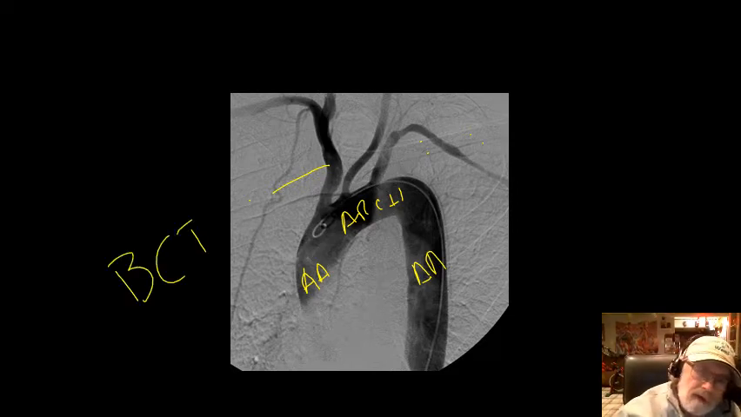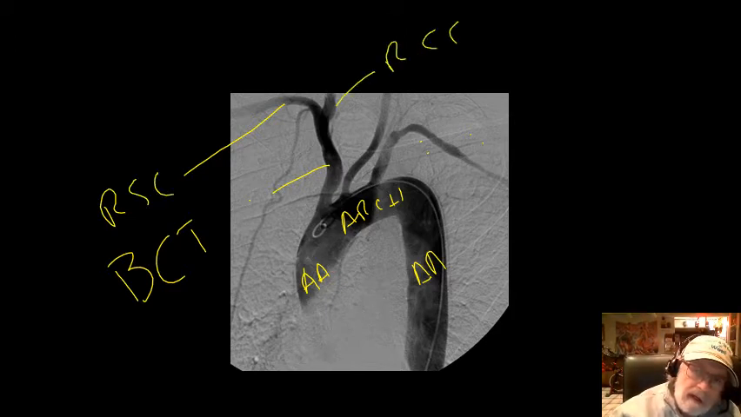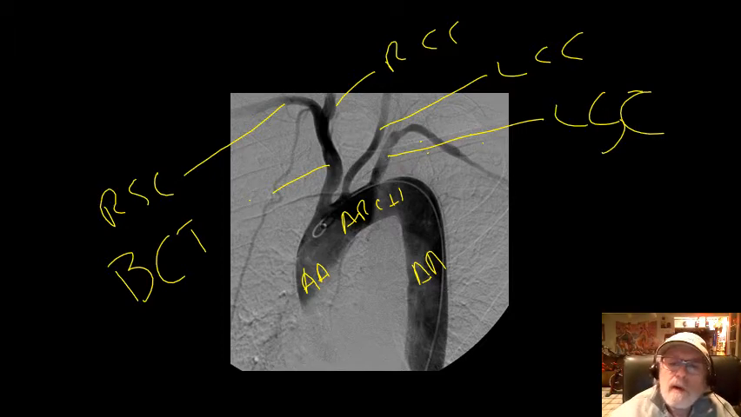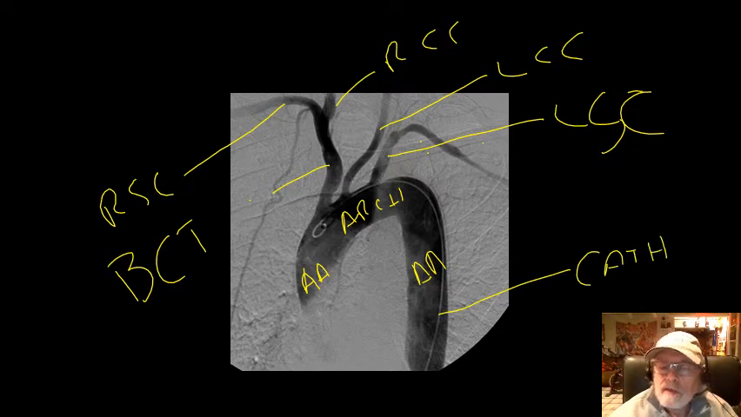BCT, brachiocephalic trunk. And here'd be my right subclavian. You can see the right common carotid, here's the left common carotid, and here's the left subclavian. Okay, pretty nice image. And this white line you see right there, that's the catheter. Yes, they put the catheter in there to be able to inject the dye, so they could get the dye inside there to be able to give this type of image.